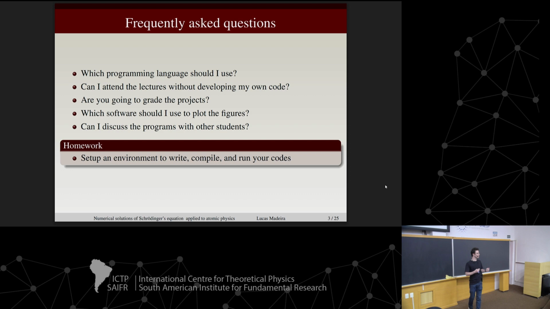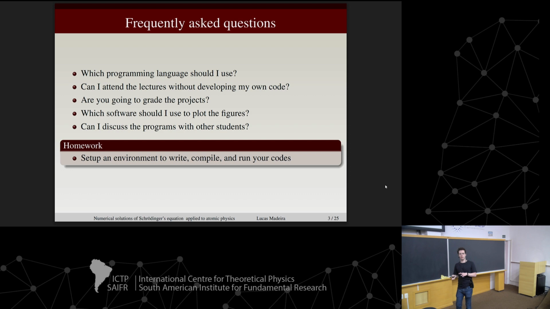And this is a school, so you get homework. What's the first homework? Set up an environment to write, compile, and run your codes. So if you have your computers with you, you can do that. Probably we'll have a room here with computers. I'm not sure yet. But if you have your own computers, please bring them to class and make sure that you can run your code. Any questions so far? OK.